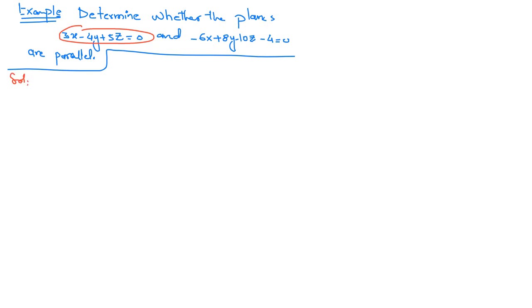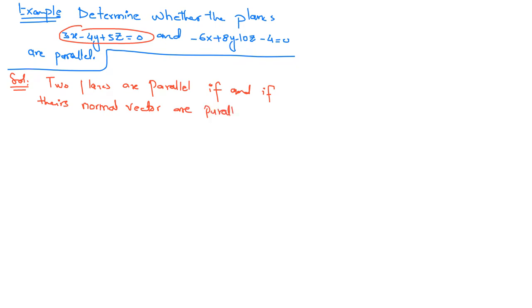Solution: the two planes are parallel if and only if the normal vectors are parallel. Now we know that for plane 1, n1 is equal to what? What is this normal vector? That will be 3, minus 4 and 5. It's the normal to the first plane.